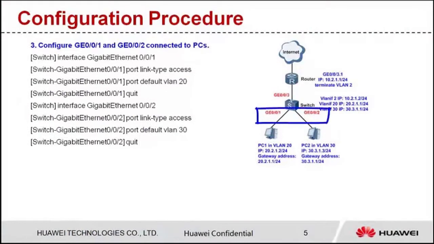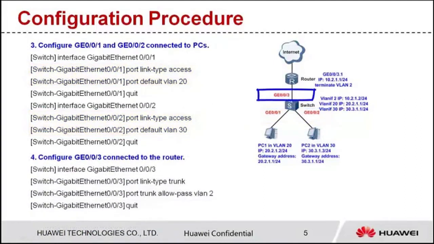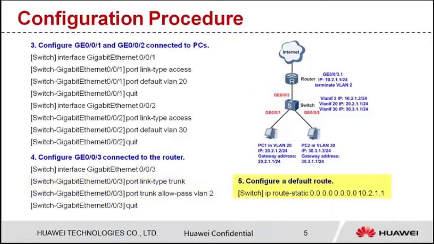Step 3. Configure GE0/0/1 and GE0/0/2 as access interfaces and add them to VLAN 20 and VLAN 30 respectively. Step 4. Configure GE0/0/3 as a trunk interface and add it to VLAN 2. Step 5. Configure a default route. The next hop address of the default route is 10.2.1.1, that is, the IP address of the router sub-interface.